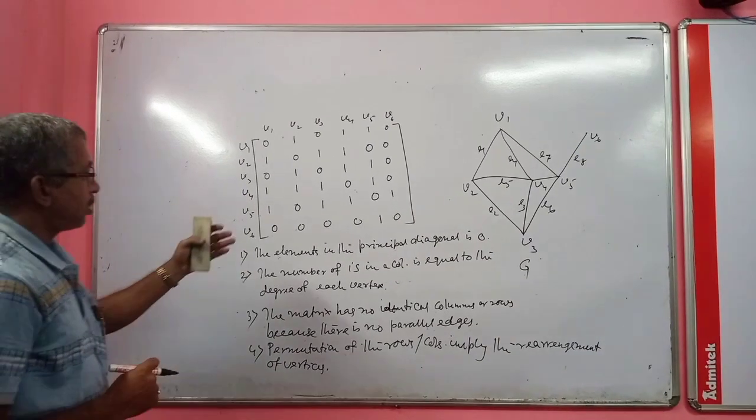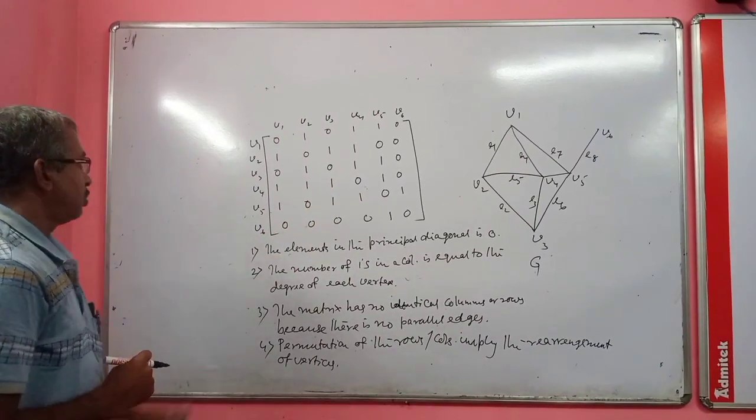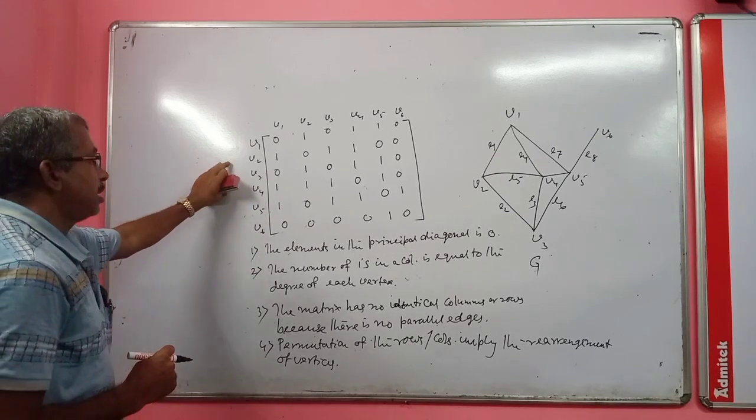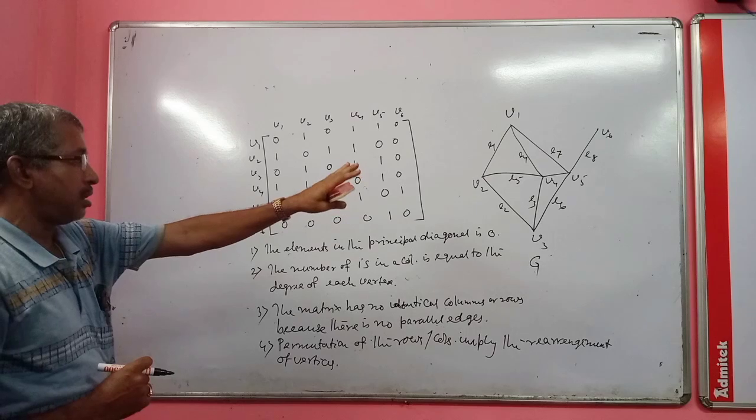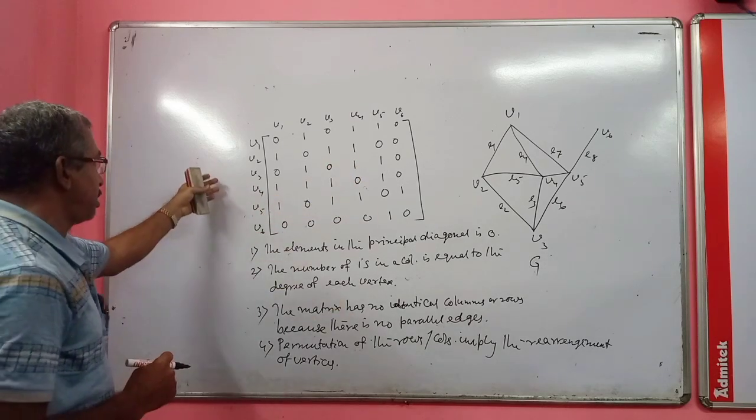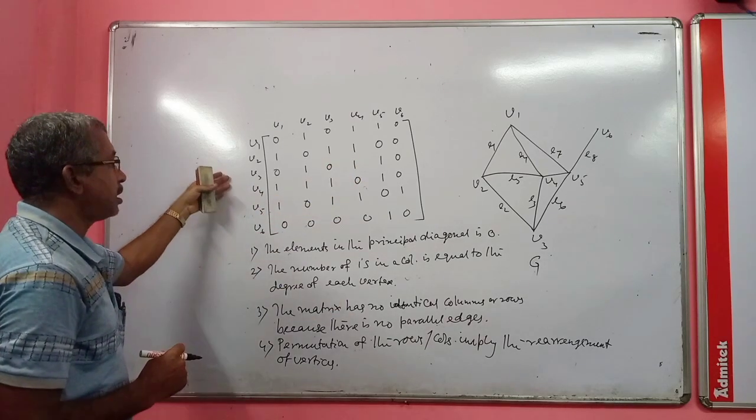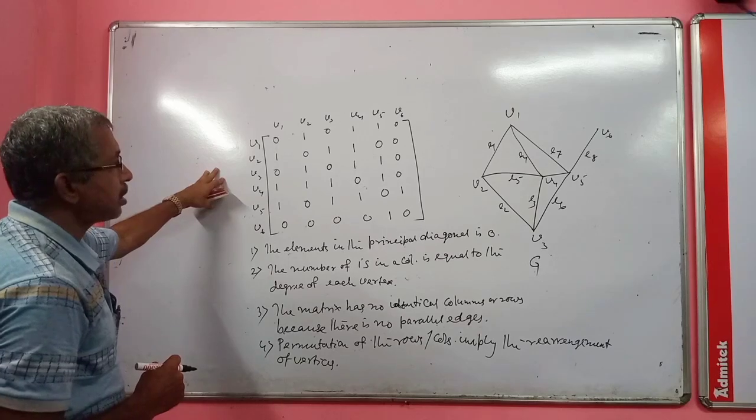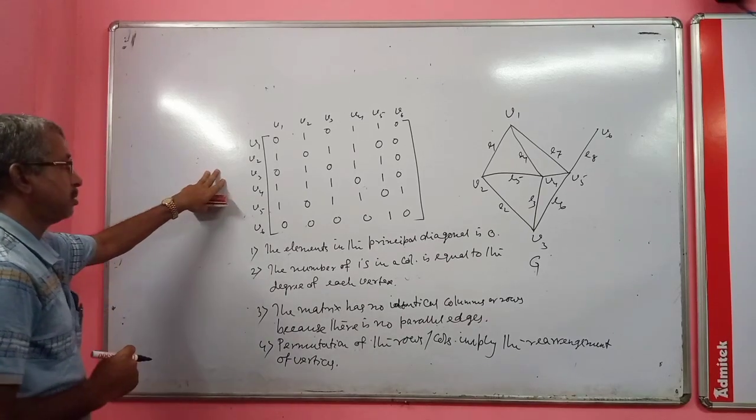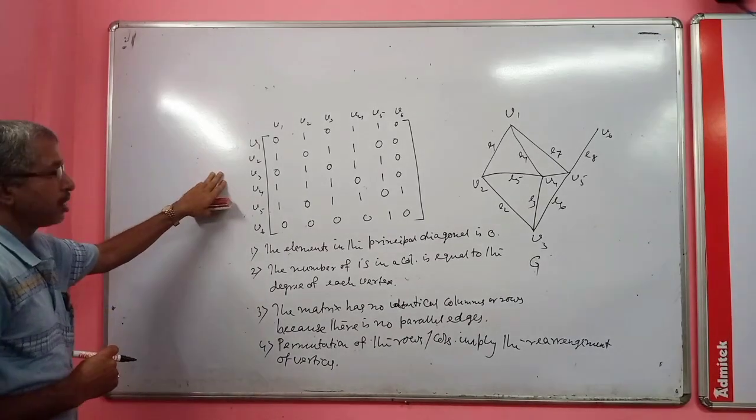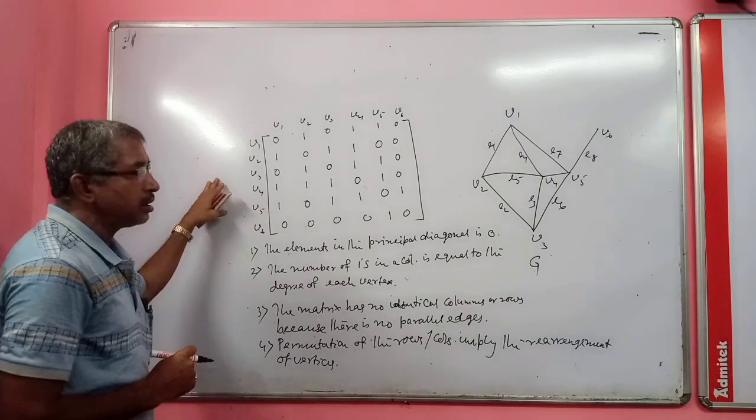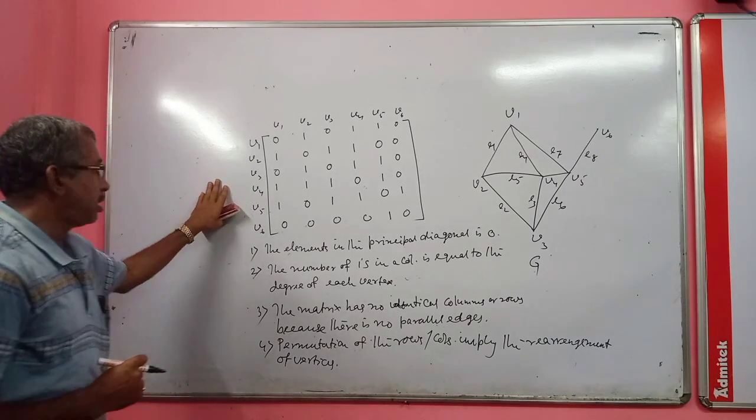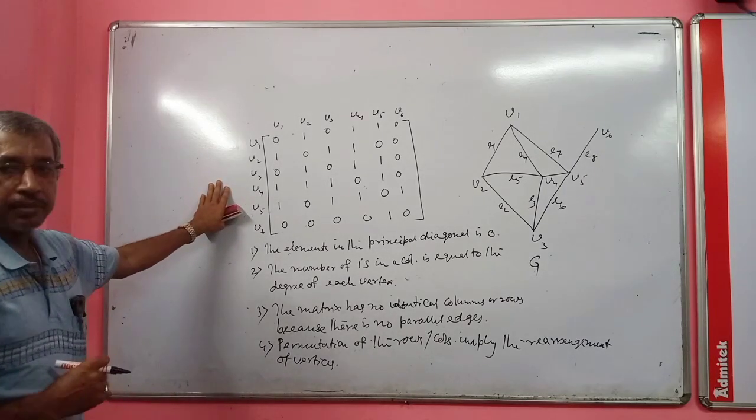Now we can draw a graph with the help of the adjacency matrix. Suppose there is no graph, but there is an adjacency matrix. So we can draw the graph with the help of the adjacency matrix. So this was about the adjacency matrix. Next class we come to the incidence matrix. Right?